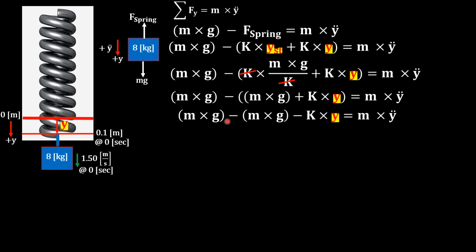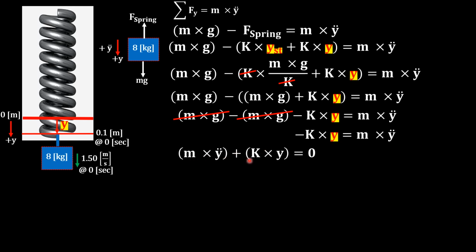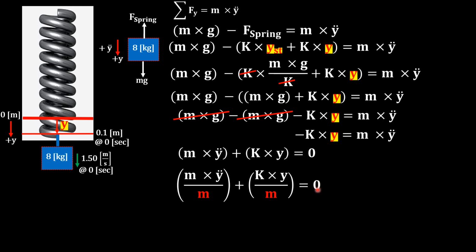So now positive mg minus mg will give you 0, so this will cancel. So here we will be left with minus k times y equal to m times acceleration. So here we can rewrite this and take this to the other side of the equation. So mass times acceleration plus k times y equal to 0. So now we can divide by mass on both sides of the equation, and 0 divided by mass will give you 0, so that's why we have 0 in here.